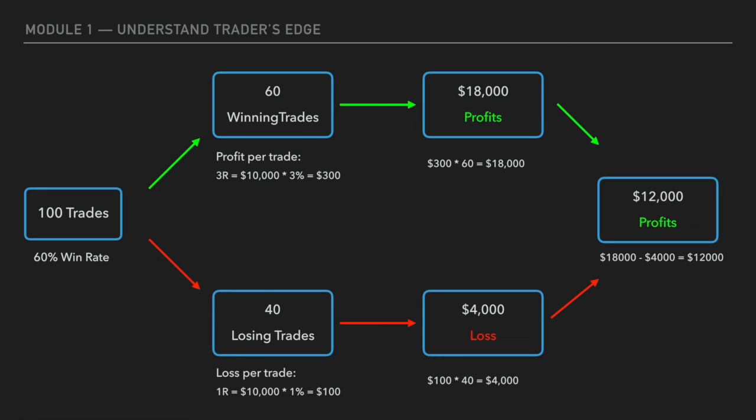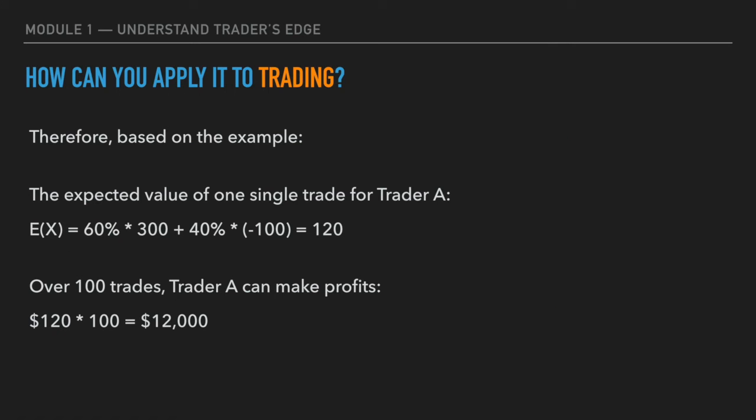Now we can see that after 100 trades over a 3 month period, Trader A can generate $14,000 in profit. That's 140% return on her original capital, $10,000. We can also use the expected value formula to calculate. Well, I will leave this as an exercise for you guys. Please pause this video here and quickly go through the formula on your own.